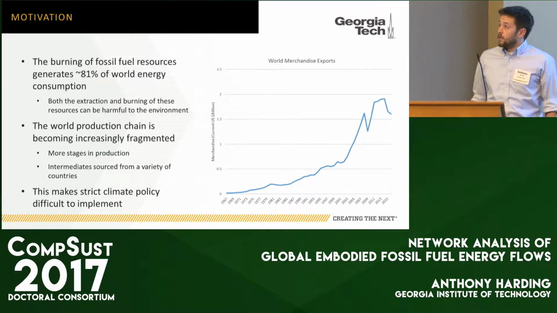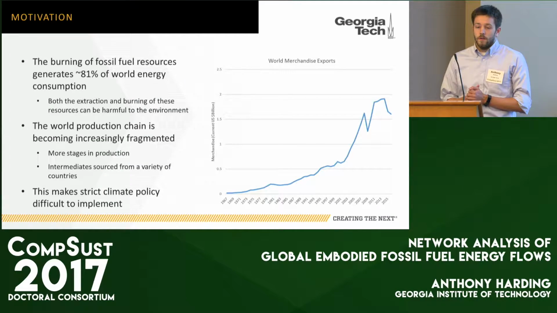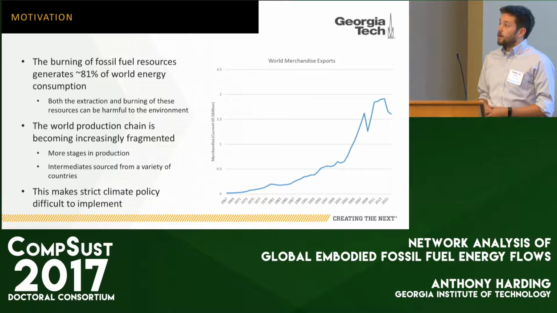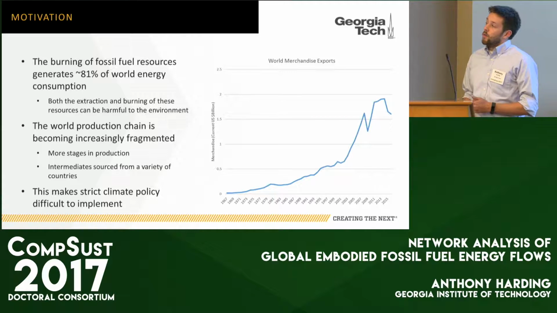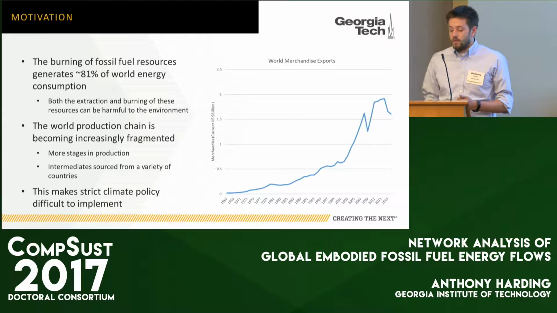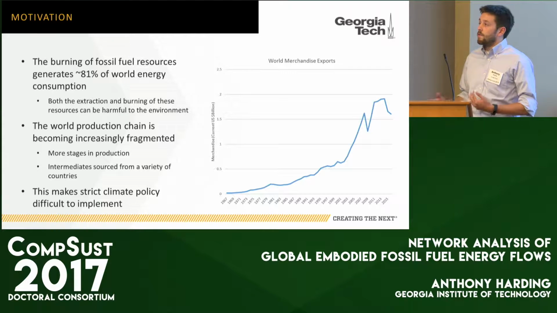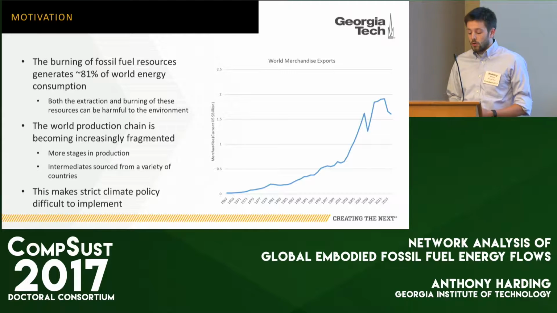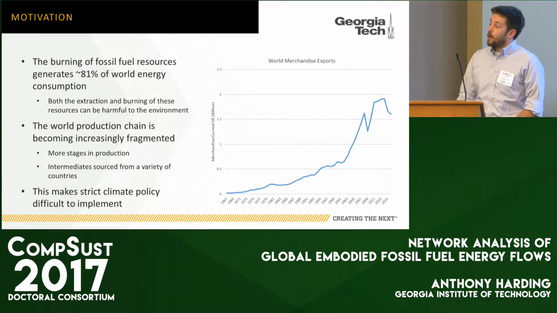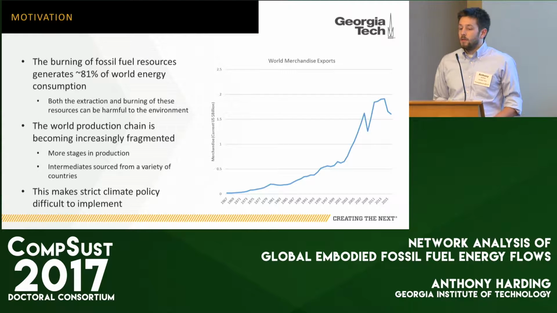In recent decades, the production of goods and services has been increasingly fragmented. This is a vertical fragmentation where the product's process is being broken down into multiple stages, and the intermediate and final goods are being sourced from multiple suppliers, sometimes in different countries. And this generates spatial separation in the geographical location of energy extraction, the multiple stages of production, and final demand, which makes strict climate policy increasingly difficult.